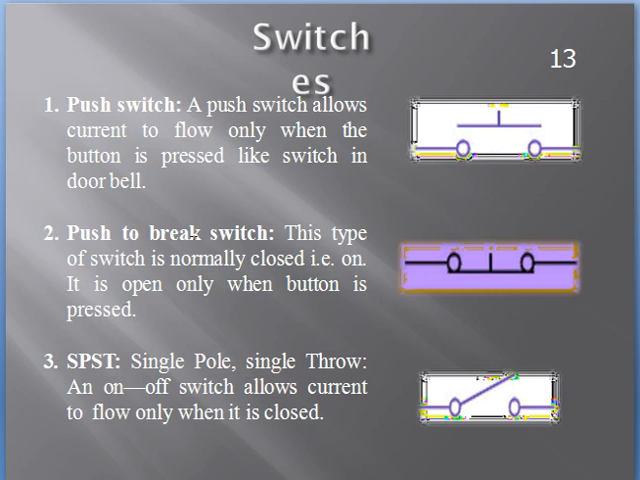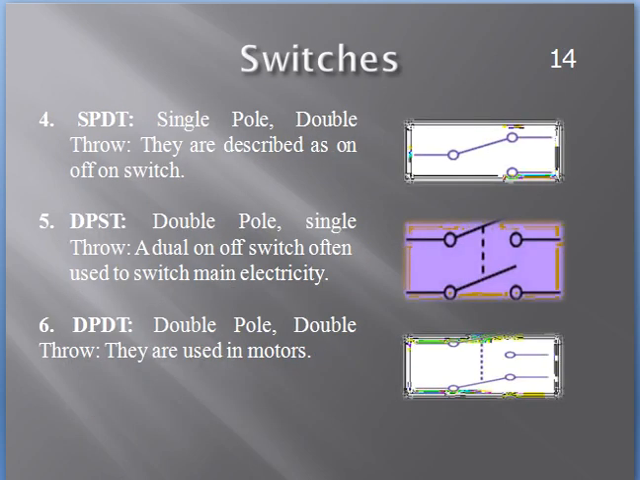Next, push to break switch. This type of switch is normally closed, and it is open only when the button is pressed. A single pole single throw switch is an on-off switch; it allows current flow only when it is closed. Here you can see SPDT, single pole double throw switch. This symbol represents the single pole double throw switch.